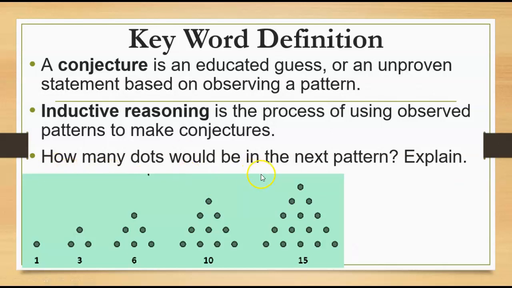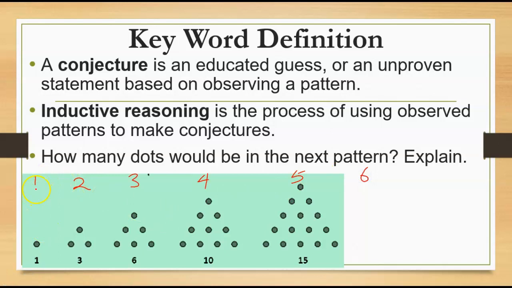So how many dots would be in the next pattern? Explain. We observe the pattern first and see what happened. Again, for a conjecture to be true, it has to work for every one of them. It will not work for some. Even if one of them is missing out, then it will not work. So we look at the first pattern. We have one. Let's label them. This is the first one, this is the second one, this is the third, this is the fourth, this is the fifth. They want us to find what will happen in the next, which will be the sixth.